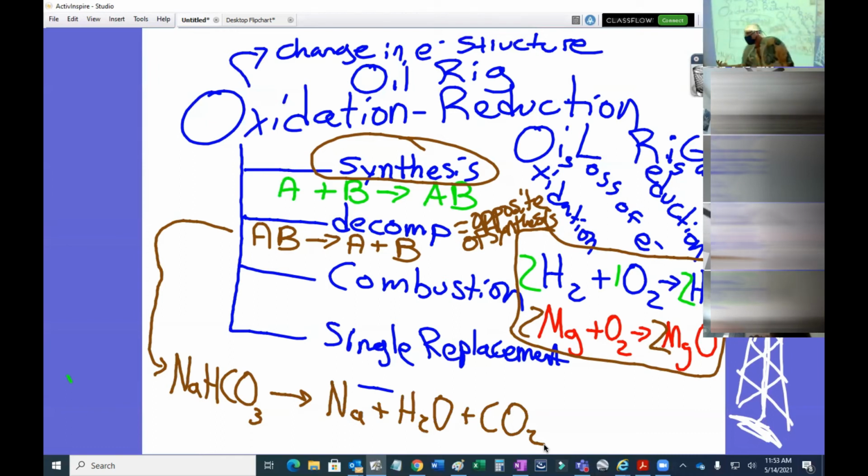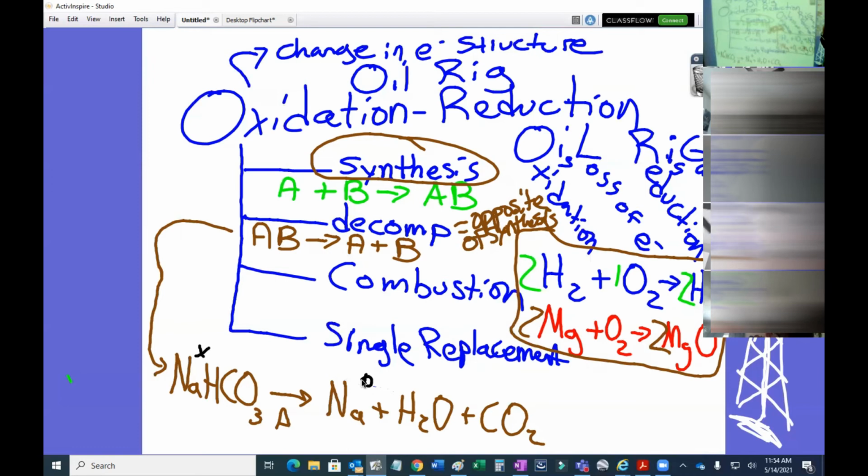We have a compound that we treat, maybe by heat, maybe by electricity. And from that, we get pure sodium. We get water, and we get carbon dioxide. So, decomposition, it's the opposite of synthesis. Does anybody need any further explanation about that? Here, the sodium goes from +1 to 0. So sodium has received an electron.